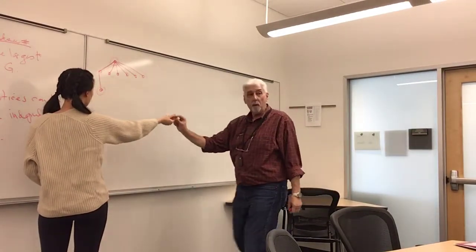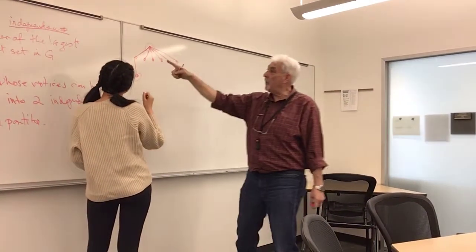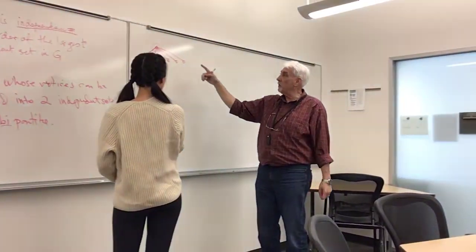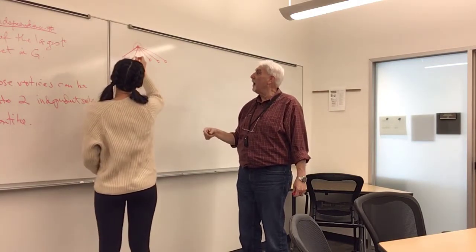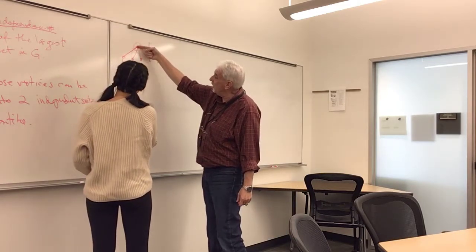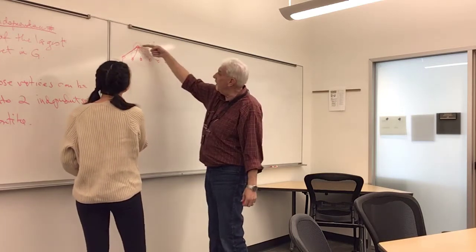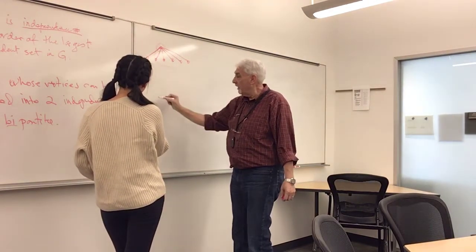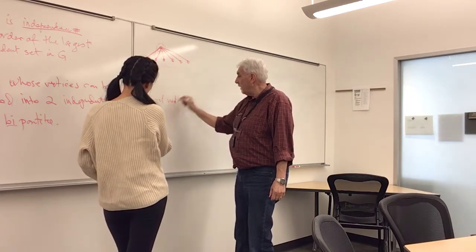Wait, stay there. Are these two independent? What does it mean to be independent? I want two sets of independent vertices. As soon as you take this point and any of these, they're not independent. Does everybody see that this point is not independent from these points? Okay, so I'm going to ask again. I want two sets of vertices that are independent.